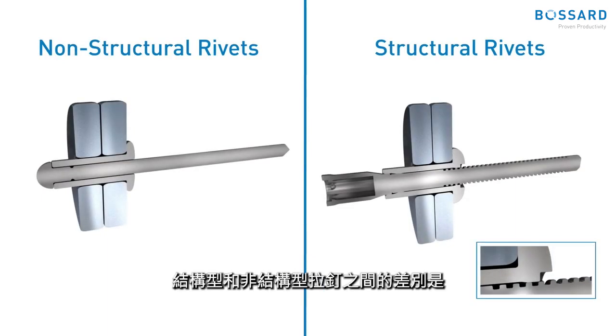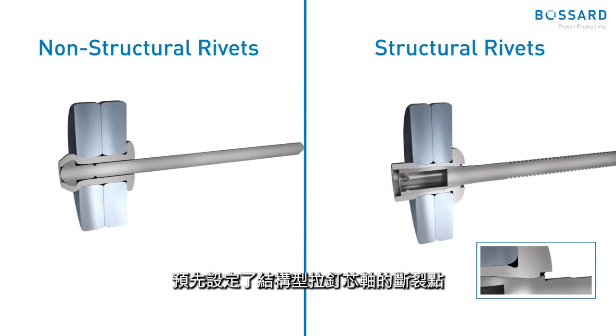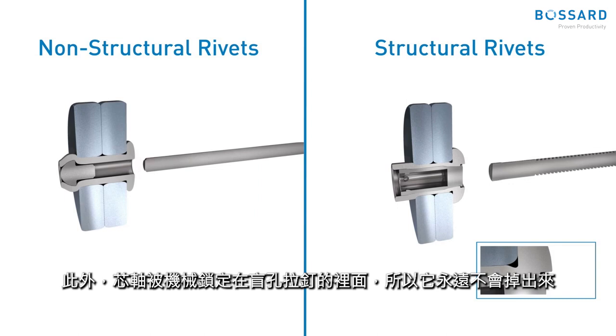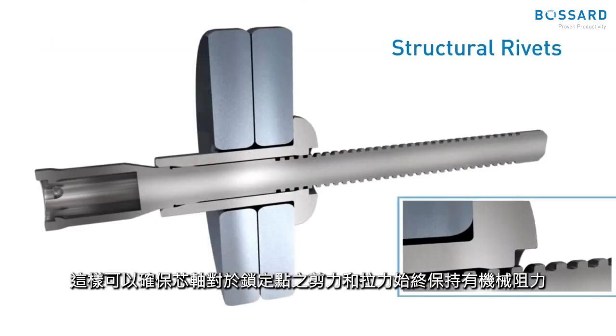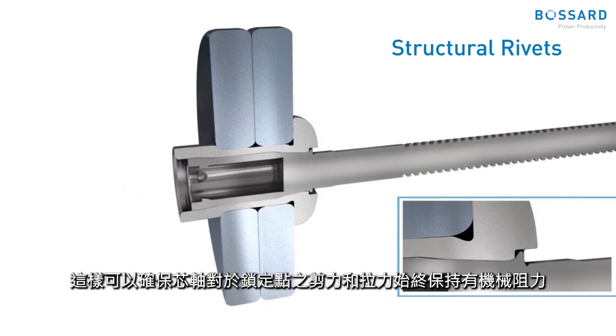The difference between structural and non-structural rivets is that the breaking point of the mandrel for structural rivets is predefined and breaks always above the shear edge of the application material. Also, the mandrel gets mechanically locked inside the blind rivet body, so it never falls out. This ensures that the mandrel always supports the mechanical force resistance in terms of shear and tensile forces in regards to the fastening point. The third type of blind rivets are speed rivets.